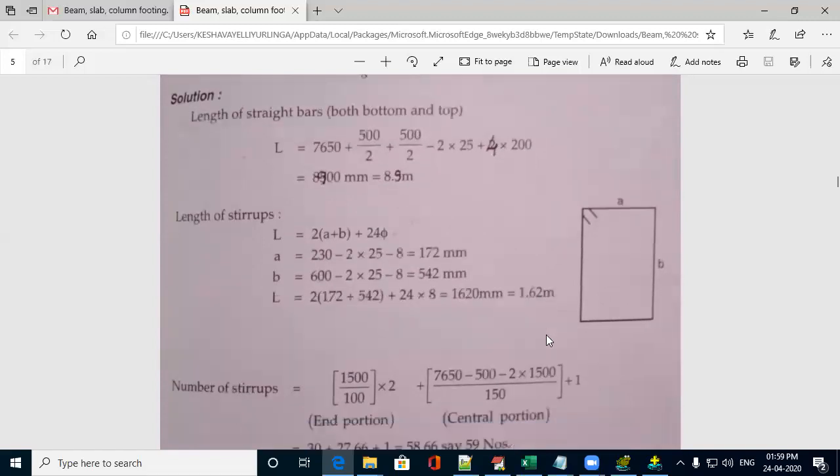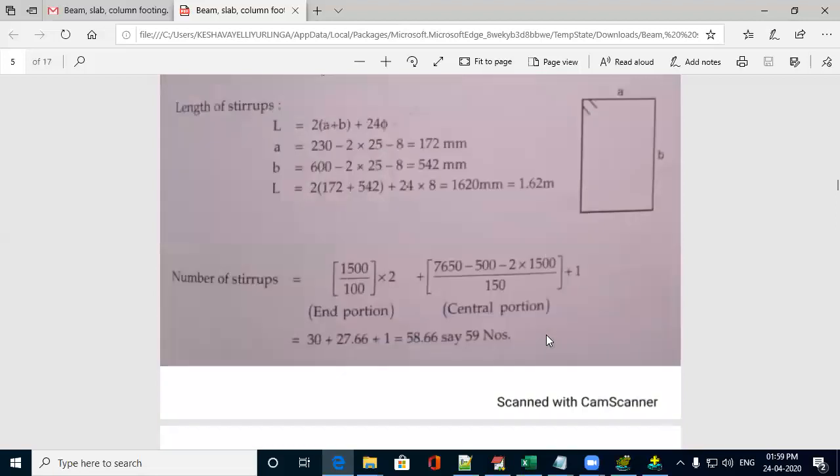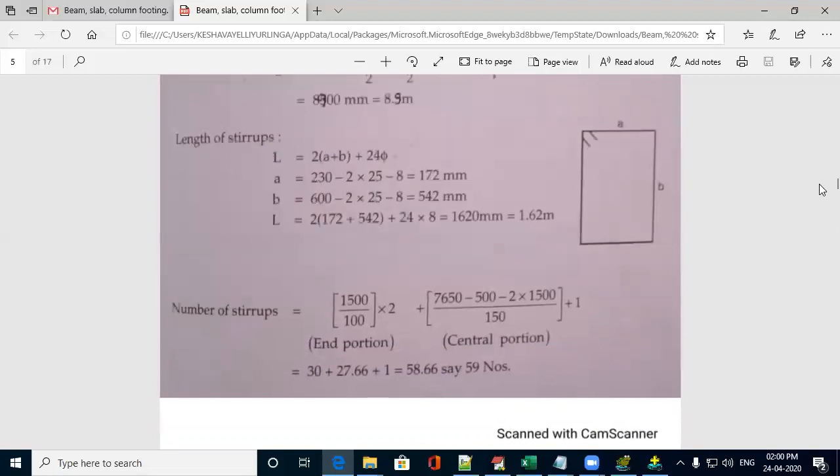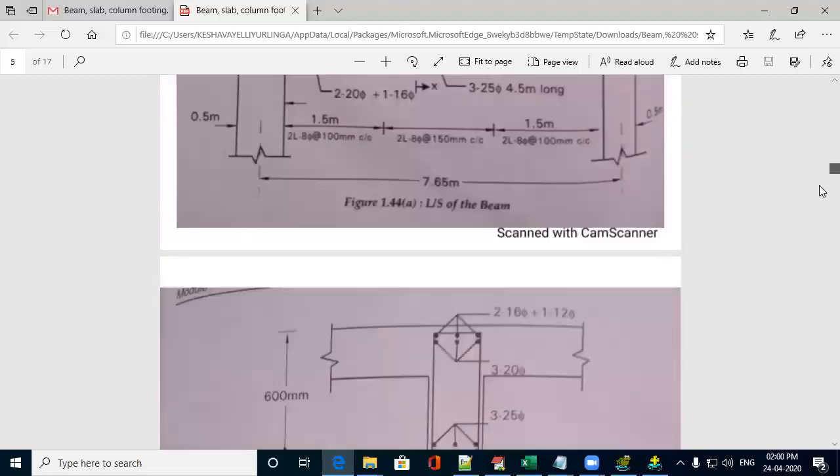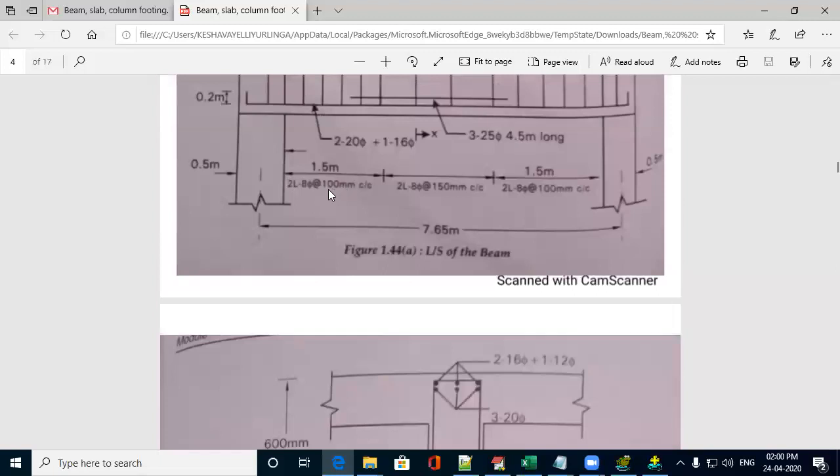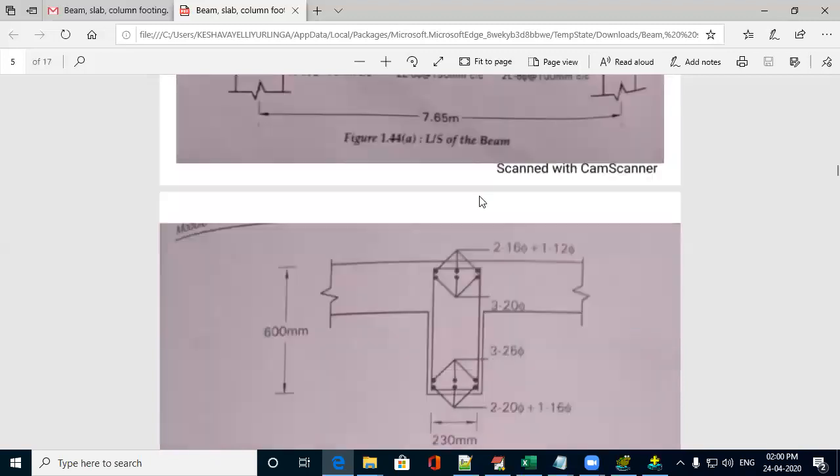Now we need to find out how many stirrups are there in this beam. We know that the stirrups at the ends are at a distance of 100 mm center to center, and at the central portion it is 150 mm center to center, which is given in the problem. Here you can observe at the supports it is 100 mm center to center, and at the central span it is 150 mm center to center, but all these stirrups are of 8 mm diameter.